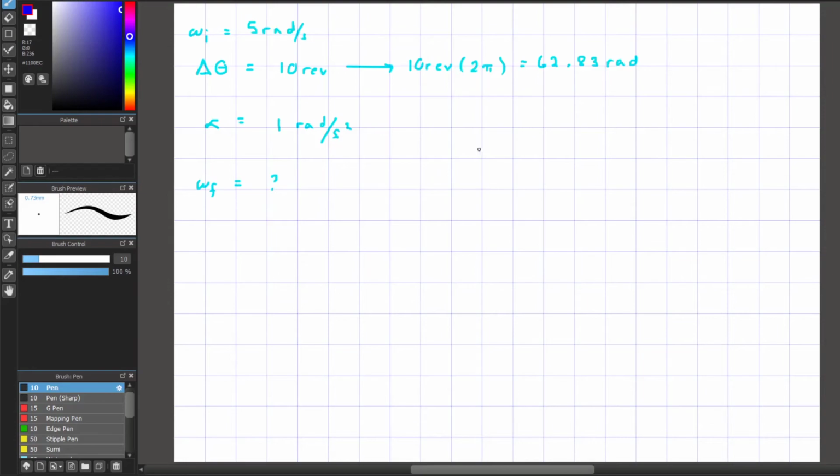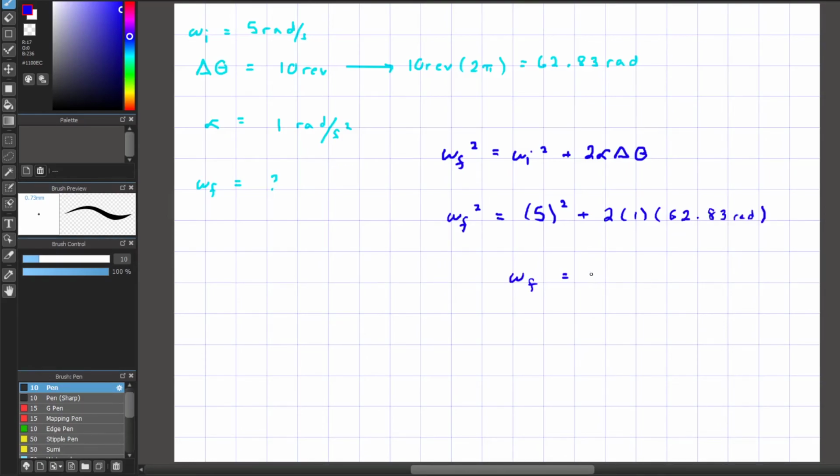Based on the information, it looks like this kinematic equation would be useful. Final angular velocity squared is equal to initial angular velocity squared plus 2 times the angular acceleration times the angular displacement. We can plug everything in, and this will give us an answer of 12.27 radians per second counterclockwise.